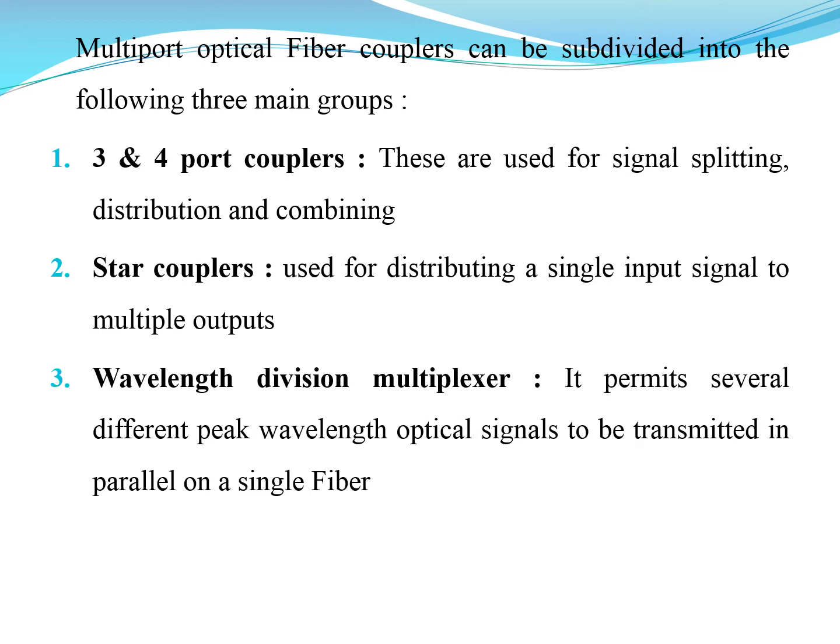Multimode optical fiber couplers can be divided into three different groups. One is port couplers, the 3 and 4 port couplers. These are used for signal splitting, distribution of a signal, and combining the signal. Then we have star couplers, which are used for distributing a single input signal to multiple outputs. Then we have the wavelength division multiplexer. It permits several different peak wavelength optical signals to be transmitted in parallel on a single fiber. So we combine the signals of different wavelengths and then transmit them on a single fiber.